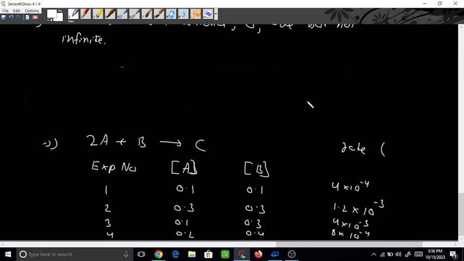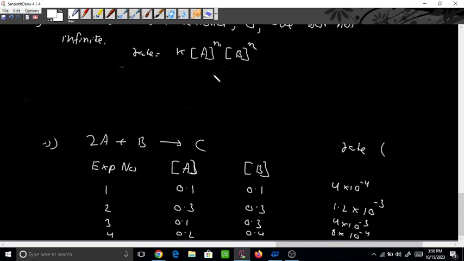So this data is given to us. Then we have to find the order of reaction. So what is the order of reaction? Rate is equal to K into concentration of A to the power n1 and concentration of B to the power n2. If we are able to calculate n1 and n2, then we can get the order.